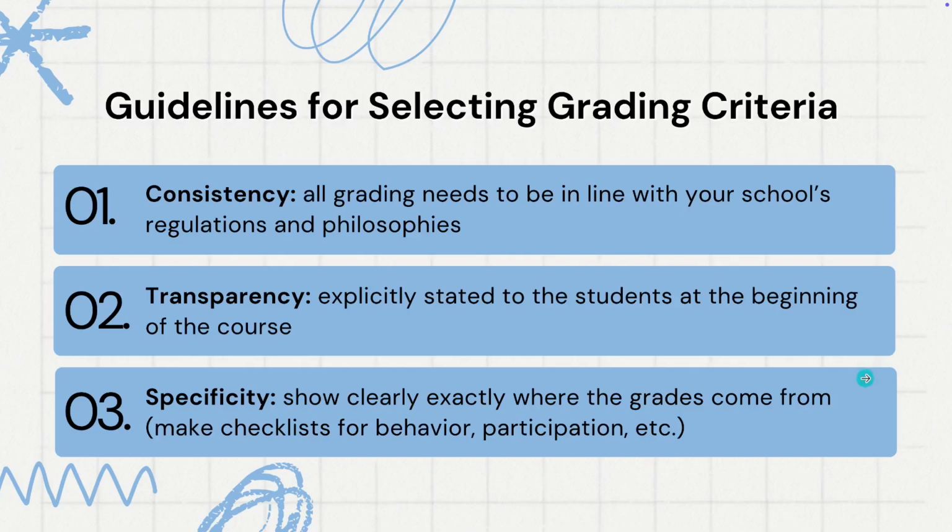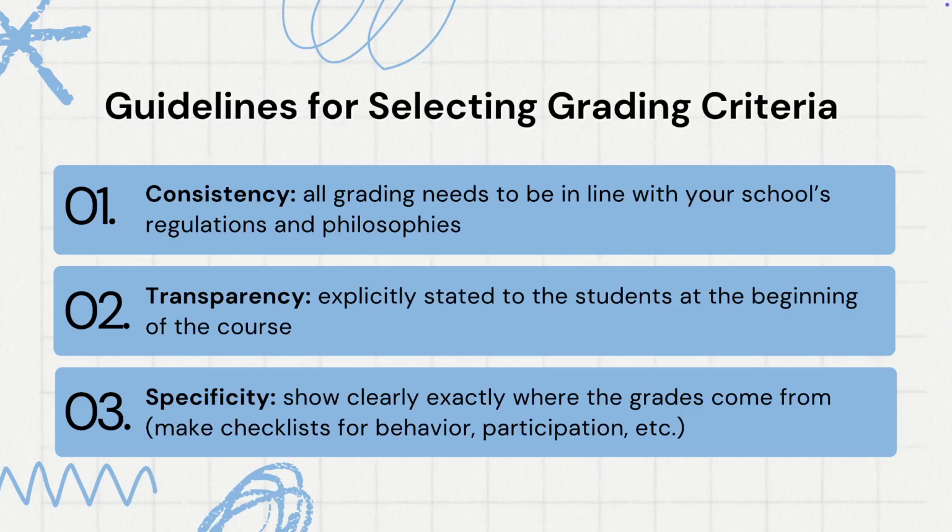Okay, so here are some guidelines for selecting your grading criteria. The first one is consistency. All of your grading needs to be in line with your school's regulations and philosophies. So if you're a new teacher, of course, you need to figure that out pretty fast. How much should my midterms be worth? How much extra percentage do I have to include some other criteria? What do teachers in my school typically use? Now, that doesn't mean you have to follow them, but try to get an idea of what's expected, because you don't want the students to hate your course because you include something different in your grades that they feel is unfair.